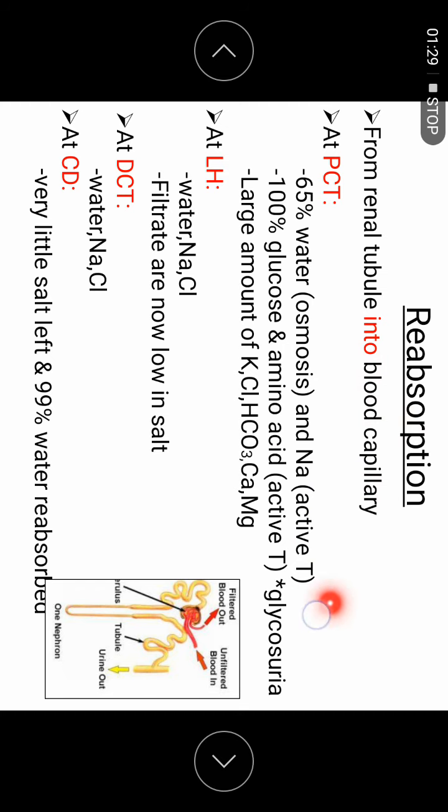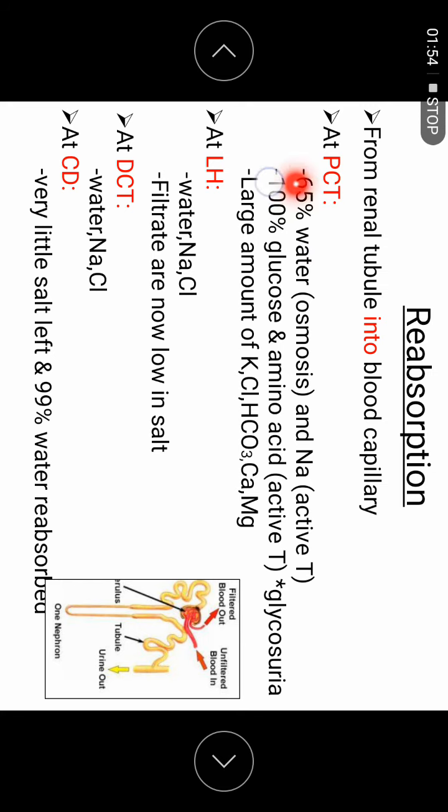Reabsorption into the blood capillary means absorbed by your body. So 60% of the water will enter into the body. The sodium through active transport. Active T means active transport. Water by osmosis. So sodium also goes into the blood capillary. So 100% of sugar and amino acid go back to the blood, into the body.